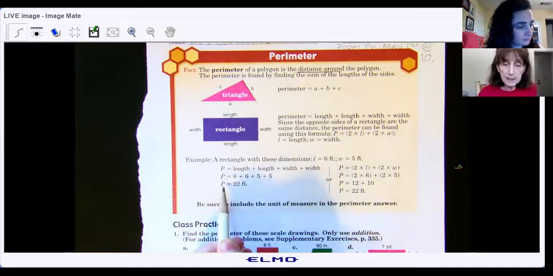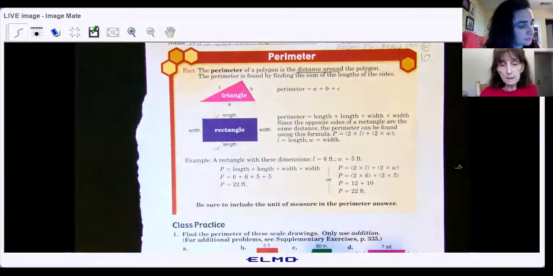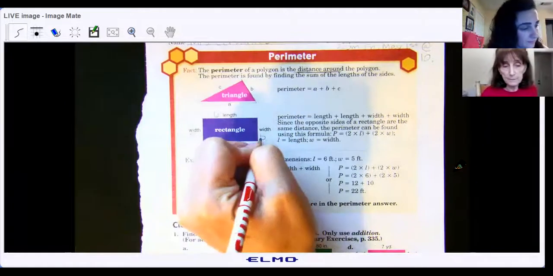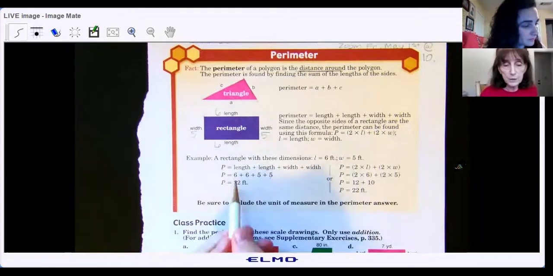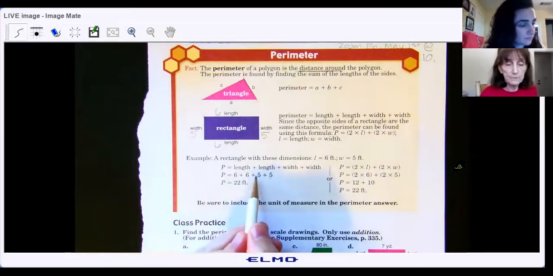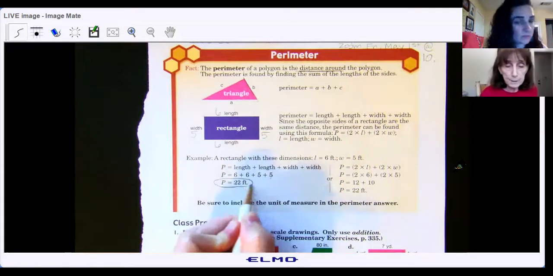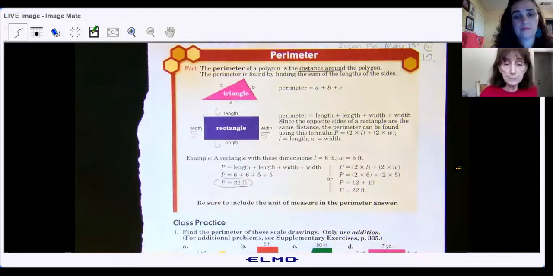So the length is 6 feet plus another 6 feet plus 5 feet plus another 5 feet. So we're going to add that all together. 6 and 6 is 12, plus 5 and 5 is 10, so 12 and 10 is 22 feet. Perimeter, okay? You see this? That's what you need to put down.